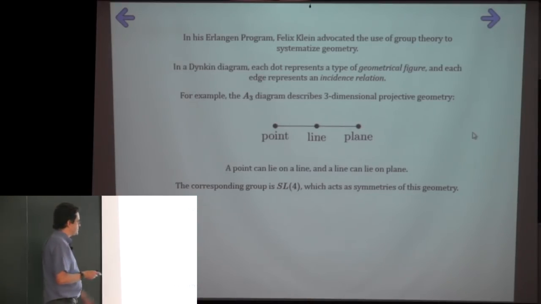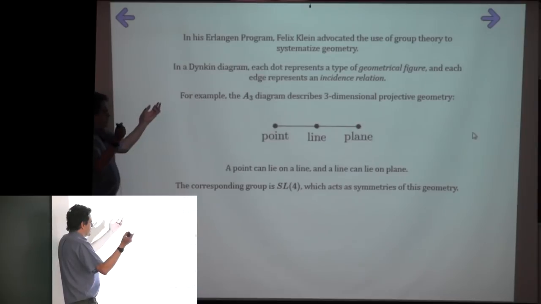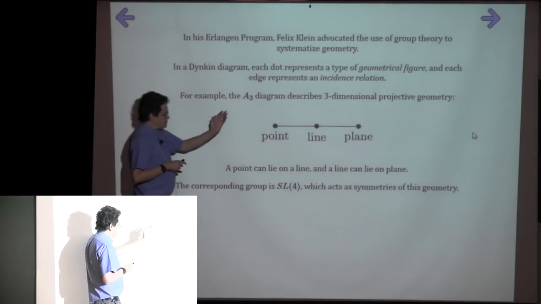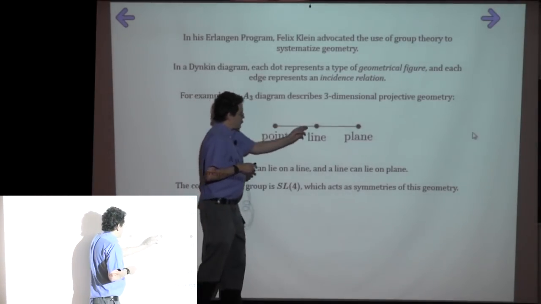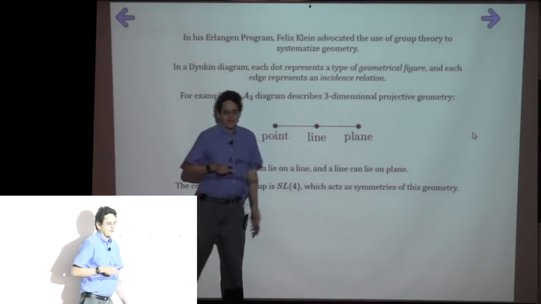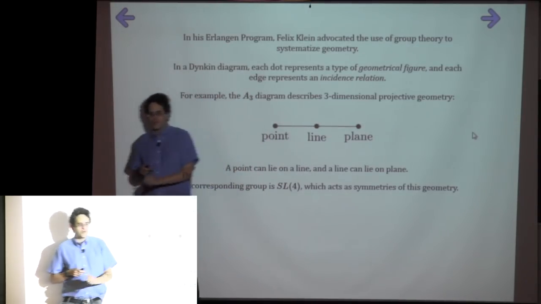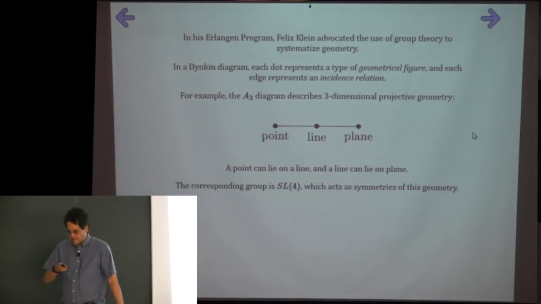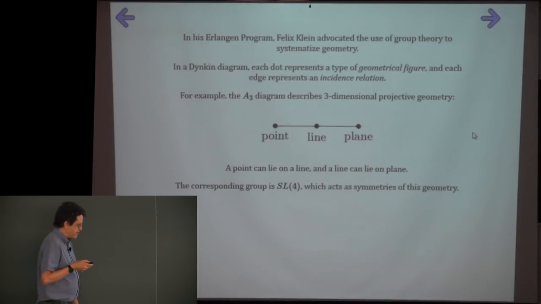The right way to start the subject is just to say, if I'm doing three-dimensional geometry, I've got points, lines, and planes, and a point can lie on a line, and a line can lie on a plane, and so I should draw this little picture and start from there. So one can do it that way, and it's compatible with the more common approach.